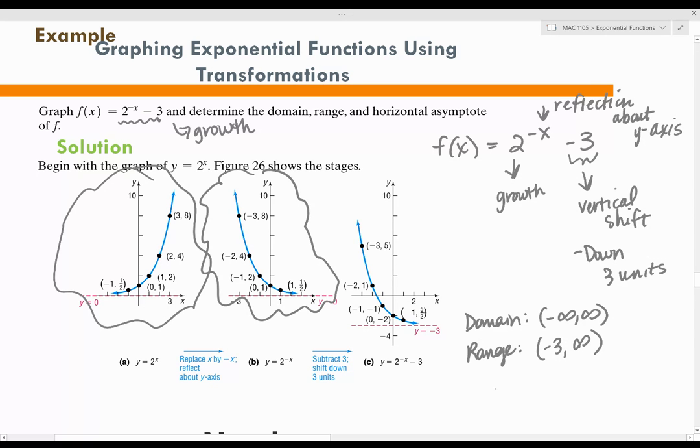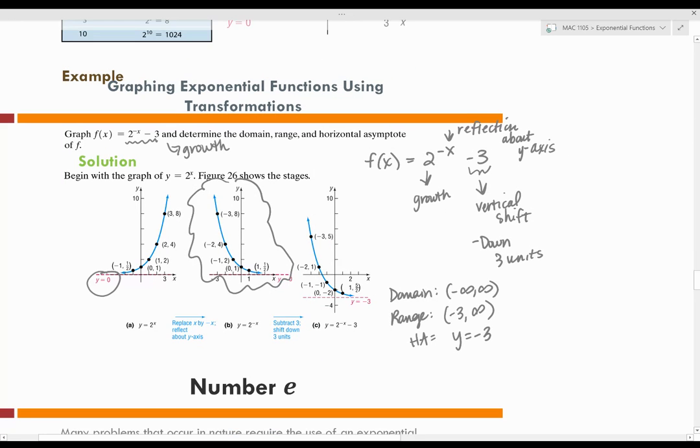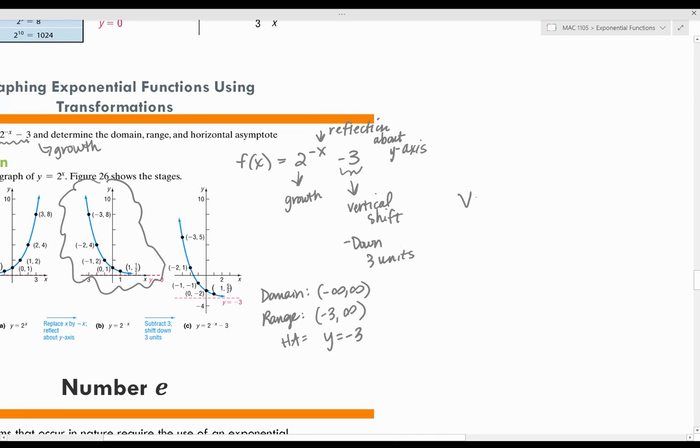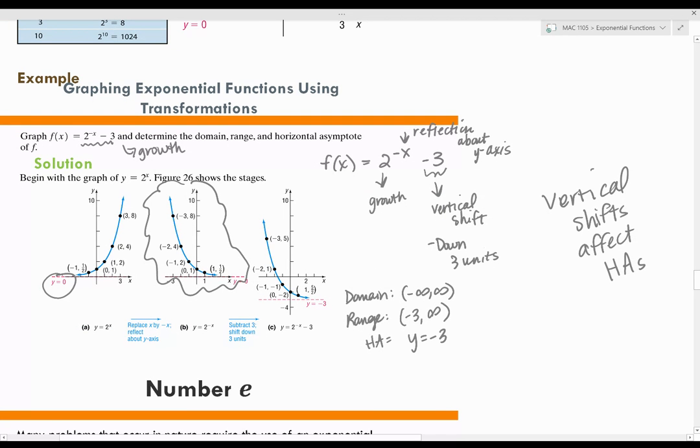And then our horizontal asymptote. Remember, normally your horizontal asymptote is at y equals 0, but because our graph shifted down 3 units, it's now at y equals negative 3. Any vertical shift is going to affect your horizontal asymptote, so keep that in mind. Vertical shifts are going to move your horizontal asymptotes either up or down from their original position.